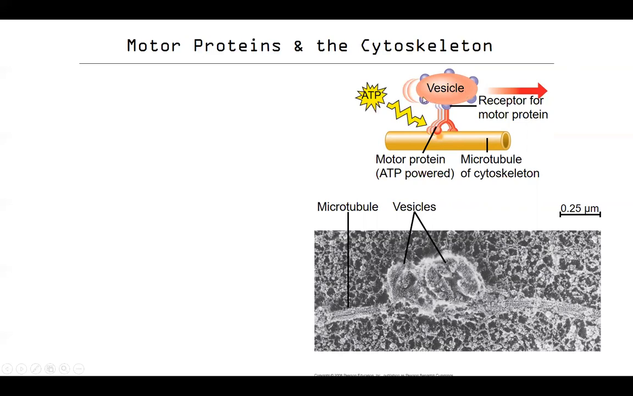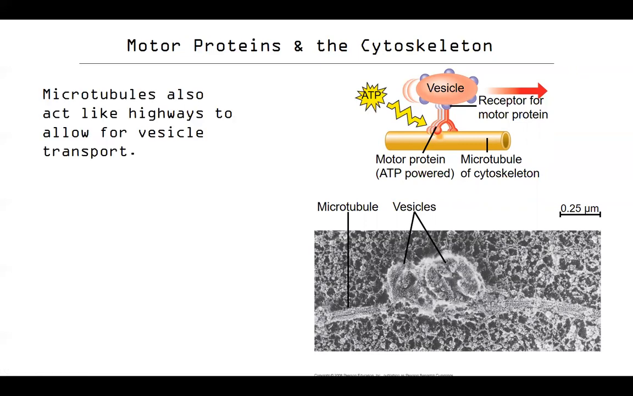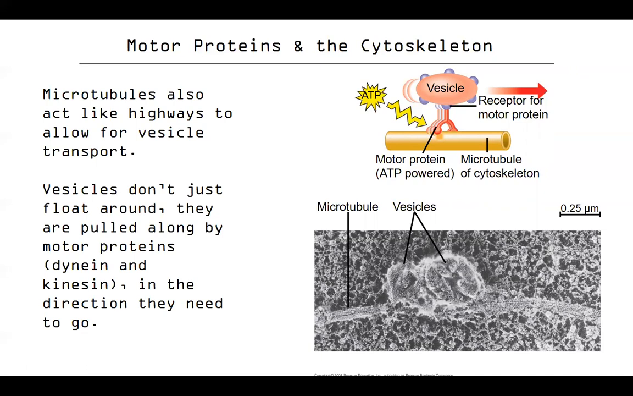So these things have very set highways that they can go on. And see, here's a motor protein that will allow us to travel, attach the head to our vesicle. Here are some vesicles in the actual cell on microtubules, and you can bet that buried up underneath here we'll have some motor proteins as well. So our microtubules act like highways to allow for vesicle transport. And again, they don't just float around, they're pulled along by motor proteins. Most notably, dynein and kinesin. And we'll talk more about kinesin and compare it to dynein in a moment.